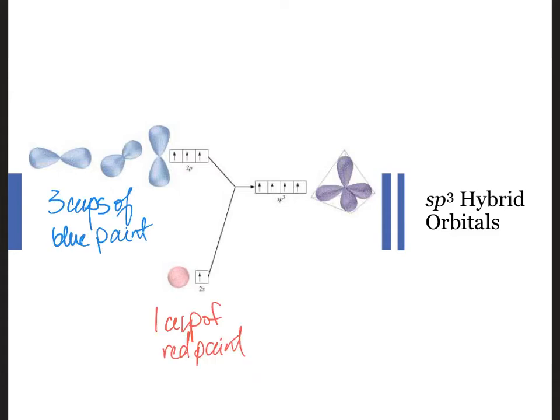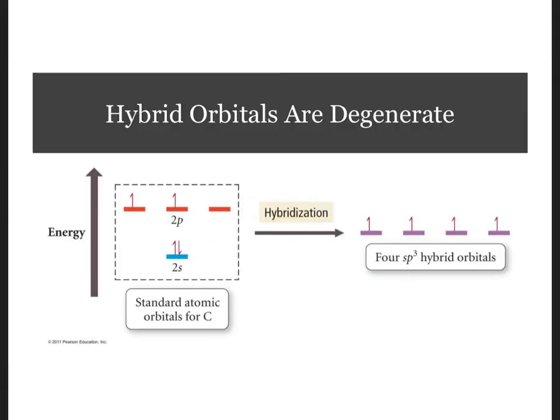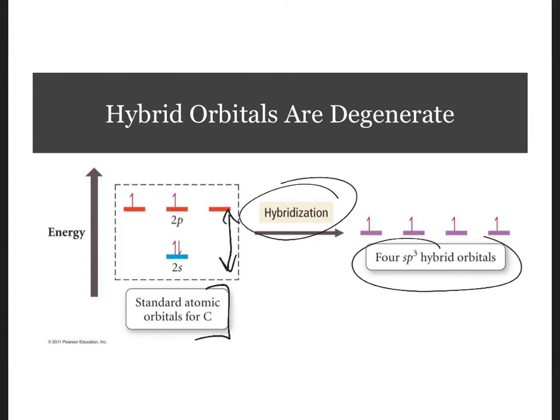I want you to think of this 2s orbital like 1 cup of red paint, and the 2p orbitals like 3 cups of blue paint. If you put in 4 cups of paint, your result is 4 cups, in this case, of purple paint, where the purple paint are going to be our hybrid orbitals. Again, I want to emphasize the fact that there is a difference in energy between the atomic orbitals, but once we hybridize these to make our sp3 orbitals, these are degenerate, so they are all the same energy.